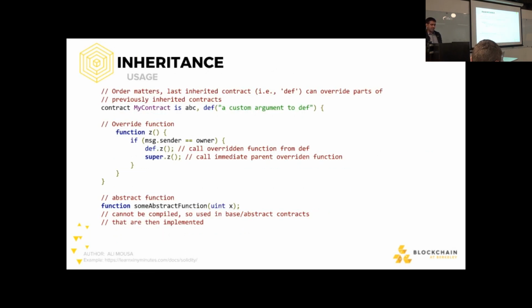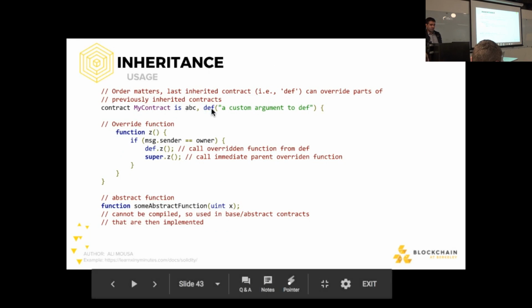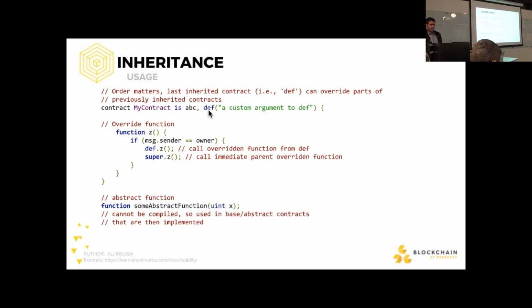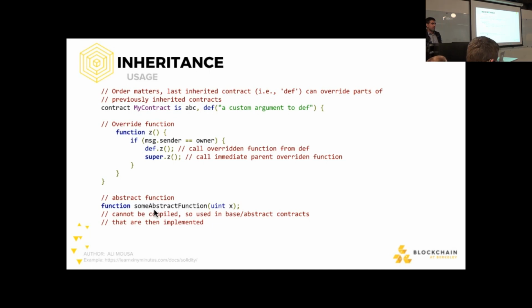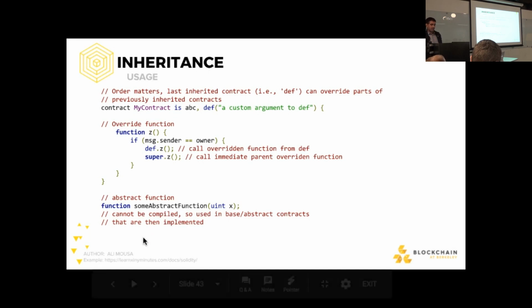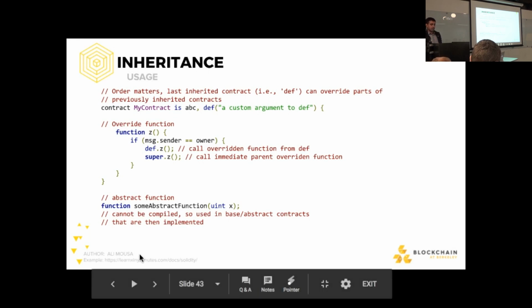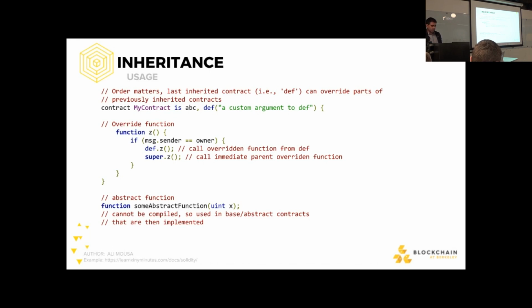Inheritance, you guys know about this. Basically, you can inherit other contracts, almost like class inheritance. You can also override their functions using super, and you can also have abstract functions. For example, many of you have probably heard of the ERC20. The ERC20 is a token standard that people use for ICOs. It has certain methods that you have to follow. That's when you make use of abstract functions from abstract contracts.